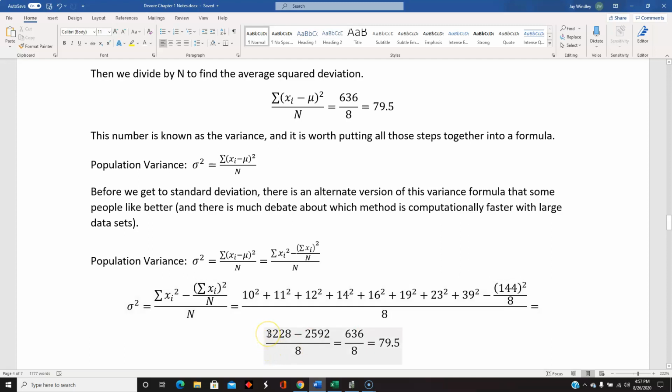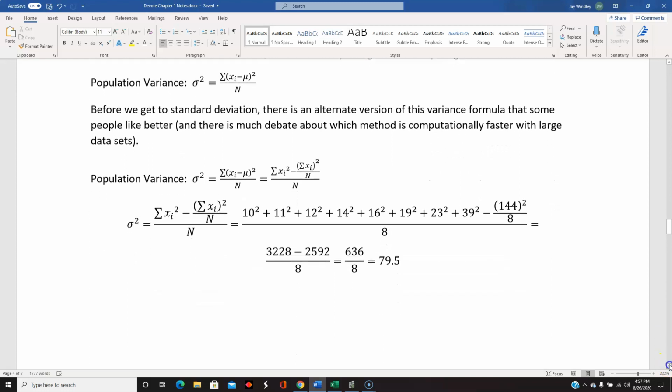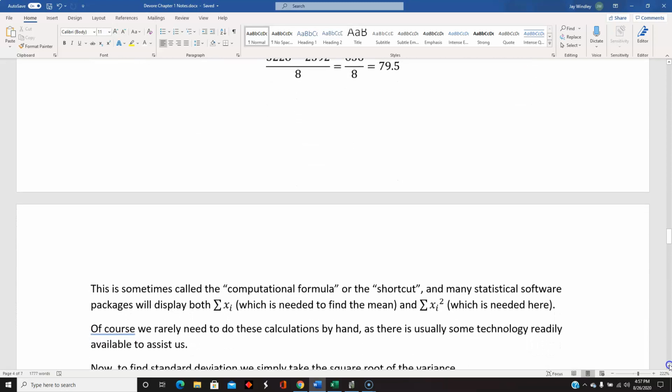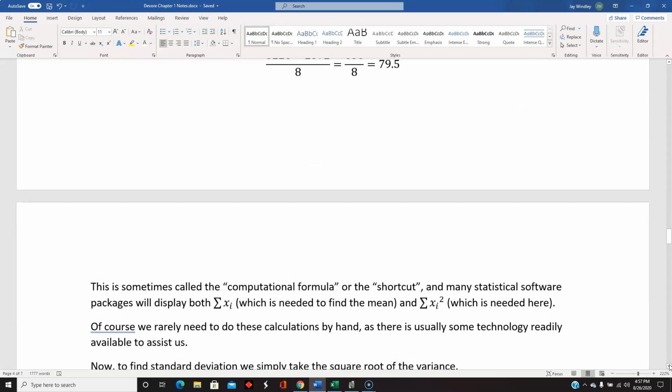So the sum of the squares of our data is 3228, and the sum of our data squared divided by n is 2592. Subtract those two and you get 636, which, surprise, surprise, is the same 636 we had up here, giving us the same answer for variance that we had down here. This second formula is sometimes called the computational formula or the shortcut.